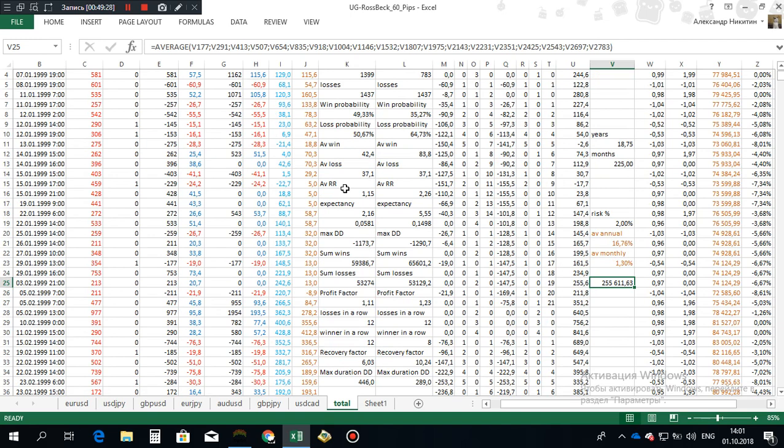Okay, 75% of your income should not be spent for living. Only 25% should be spent for living. Another 25 should be saved, and 50 should be reinvested into your business.